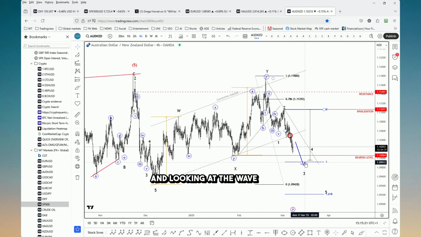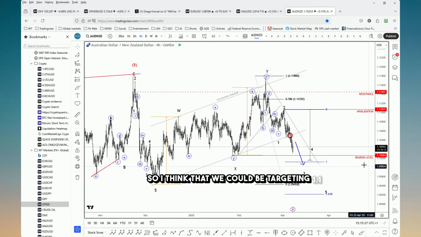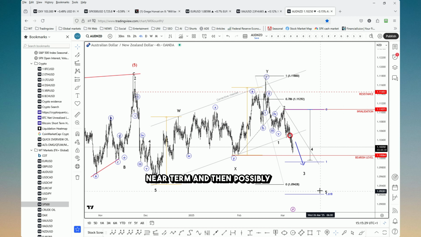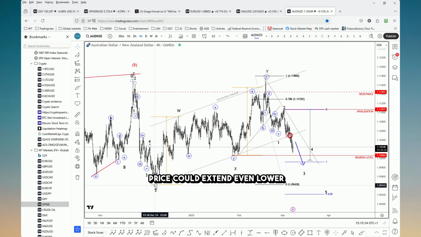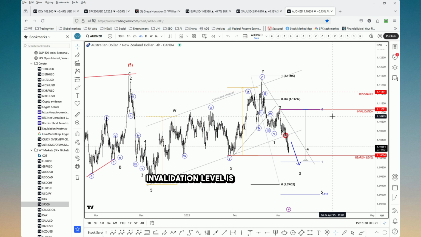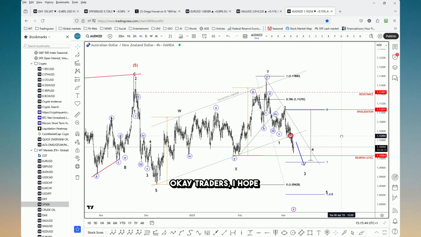And looking at the wave structure, we had a pretty nice and strong break below this channel. So I think that we could be targeting 1.1 in the near term, and then possibly we will see a stage where price could extend even lower, back to these December lows. Invalidation level is definitely now here at 1.107.